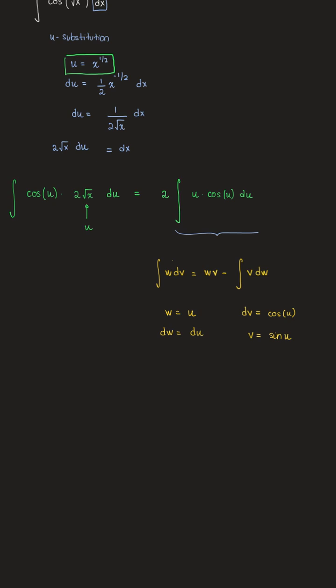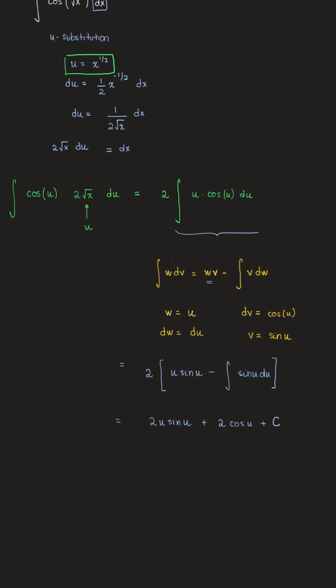Okay, so let's go ahead and set this up. We had that 2 on the outside. w times v, right? We're using this part. w times v is u times sine u minus the integral of v dw, which will be sine of u du. Okay, and we know we can integrate that. So we've got 2u sine u. I'm going to distribute the 2, so minus 2 times the antiderivative of sine, which is negative cosine, so this becomes plus 2 cosine of u plus c.